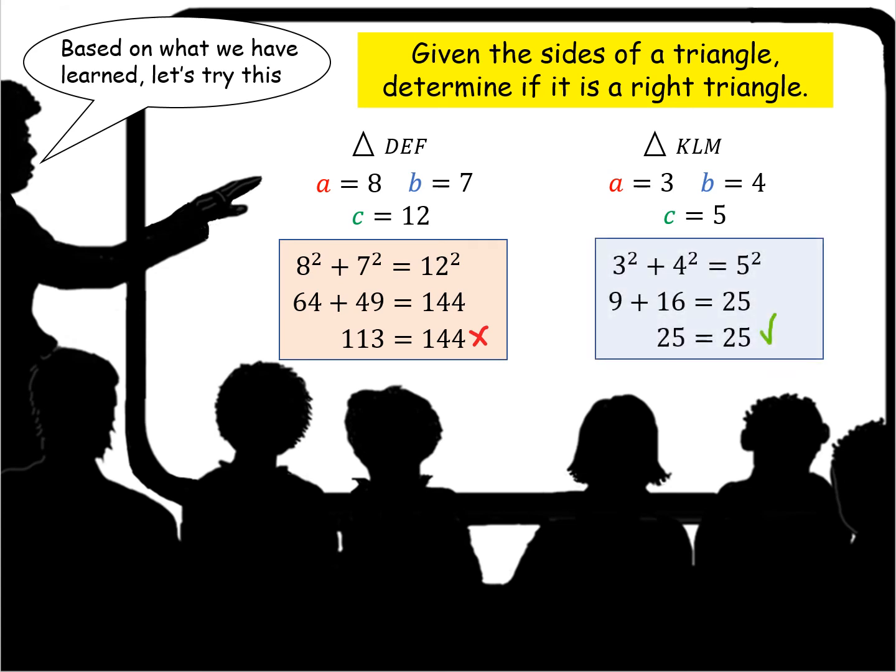And you notice the first triangle, if a is 8, b is 7, and c is 12, when we do the mathematics, that is not a right triangle. It is a triangle, but it is not a right triangle. And triangle KLM, with sides of 3 for a, b equal to 4, and the hypotenuse equal to 5, a 3, 4, 5 triangle, when we do the math, we see that 25 does equal 25 square units. So that one is a right triangle.